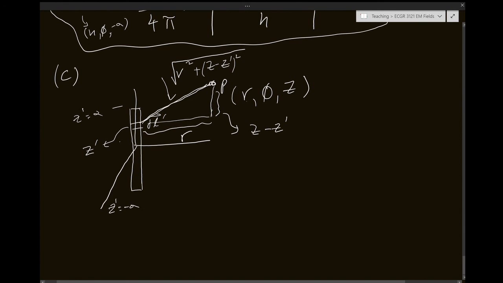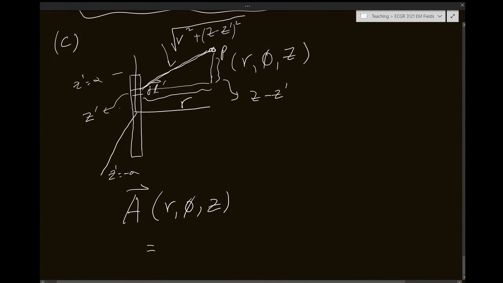That's what the distance is going to be. So this general A at R, phi, at any point in space, the simplifying aspect here is that the direction will always follow the direction of dl. There's no complication there. It doesn't matter whether z is less than z prime or higher than z prime, the direction is always constant. That's a great simplification.